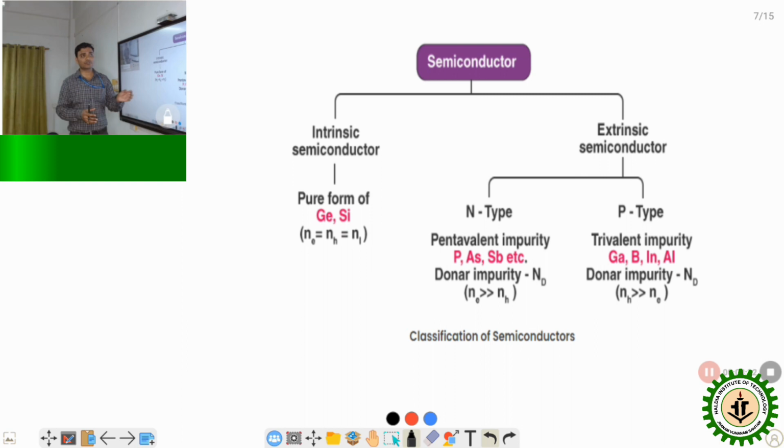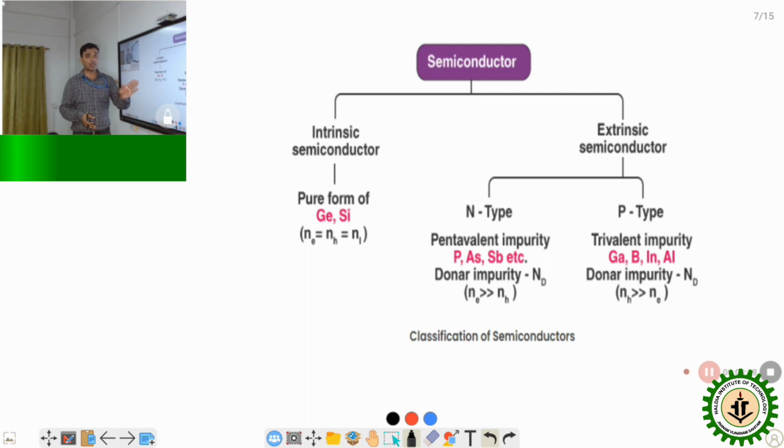When a four-valence-electron semiconductor such as germanium and silicon is doped with pentavalent atoms, phosphorus, arsenic, antimony, bismuth, it turns into an N-type semiconductor. And for P-type, a trivalent atom such as boron, aluminium, gallium, indium is doped into silicon and germanium. This is known as a P-type semiconductor.